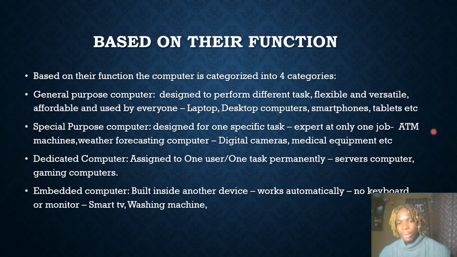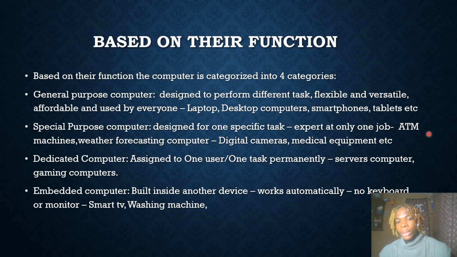All these are examples of the general purpose computer because they are flexible and can do different tasks at the same time. Do you understand? So going to special purpose computer, that's the second one. Special purpose computer is designed for one specific task. That means they are designed to do only one single thing, and they are experts at only one job.